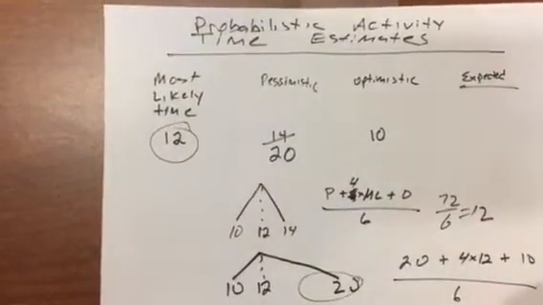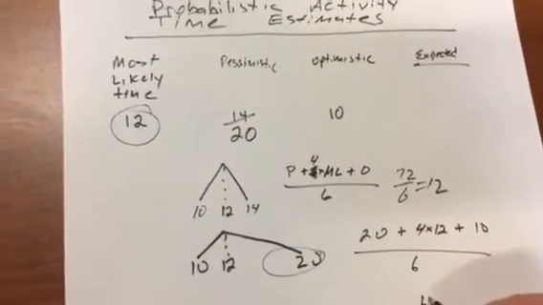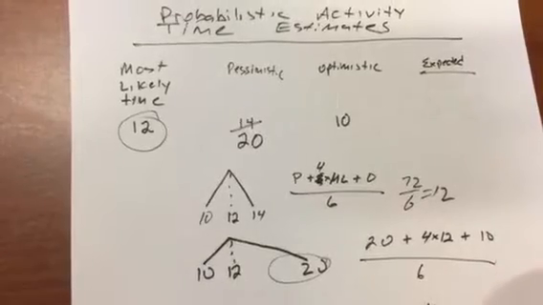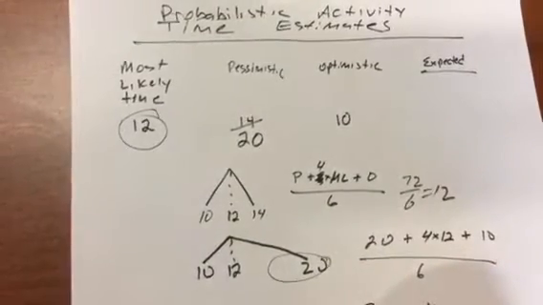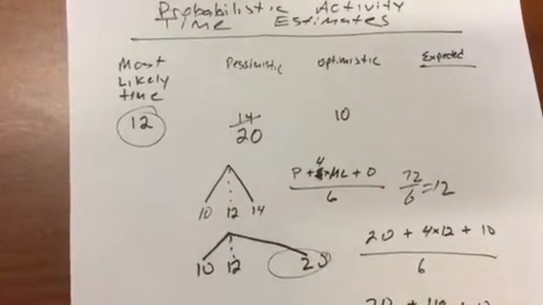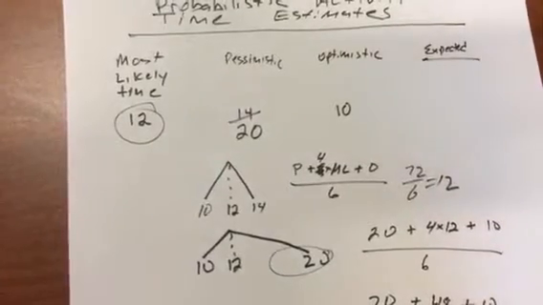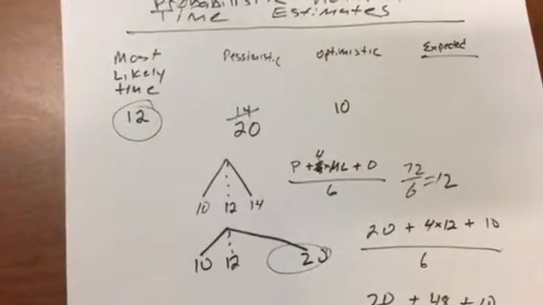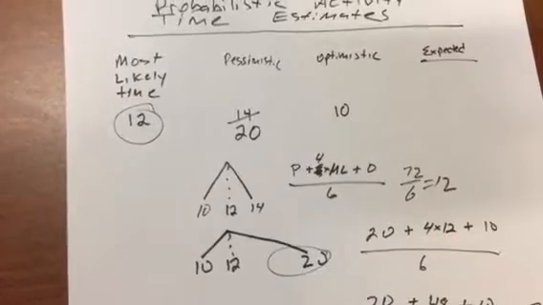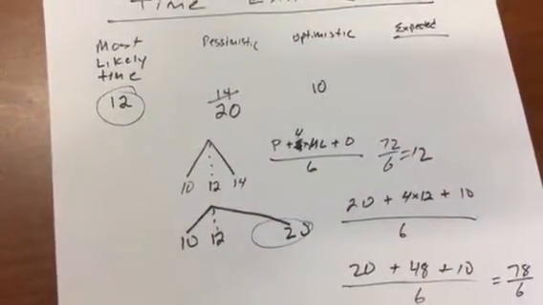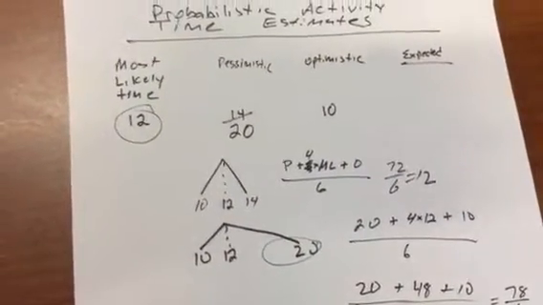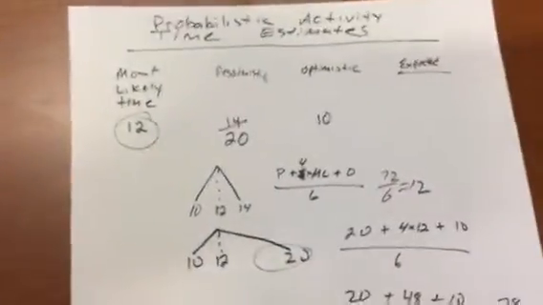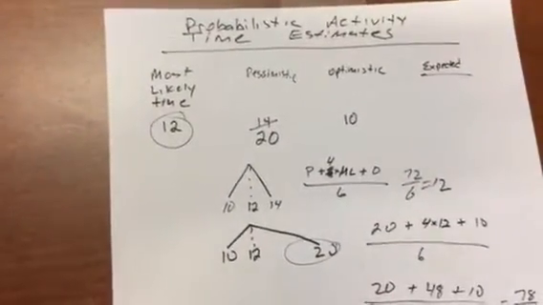I guess we can do the math on this real quick just for kicks. That's 48 plus 10 plus 20, so that'd be 78 in the numerator. Divide that by 6, you guys can do the math on that. It's going to be more than 12 though. It's going to be 12 point something. So that's how we get the expected time.